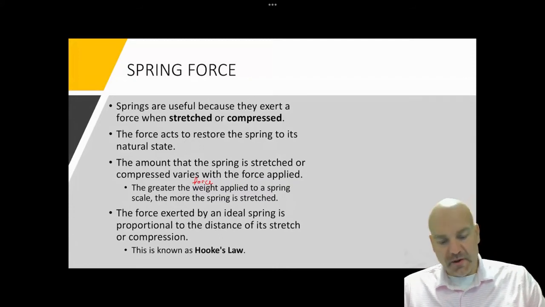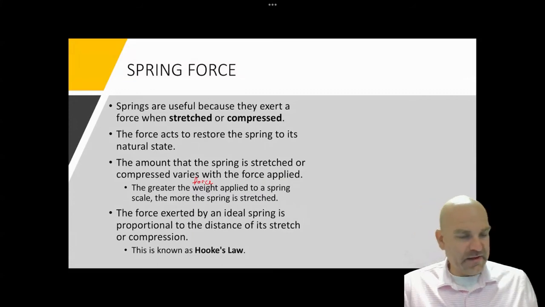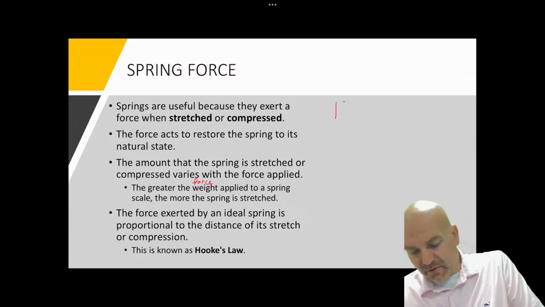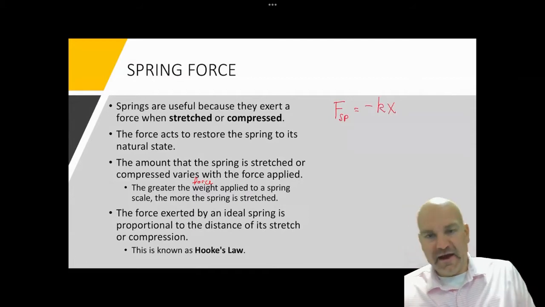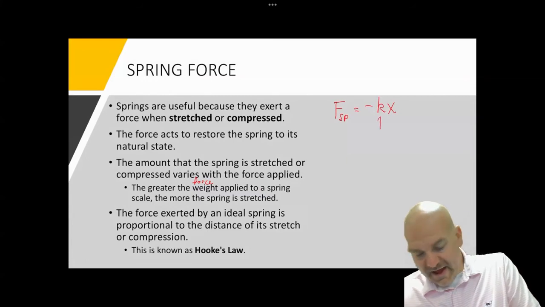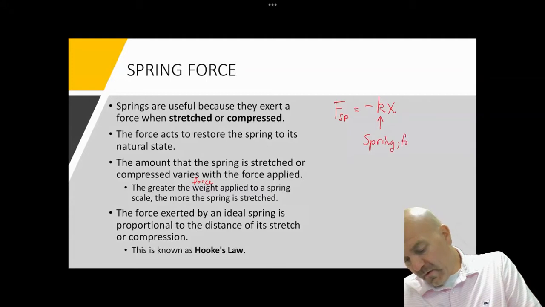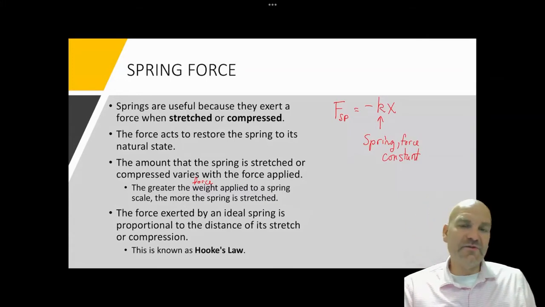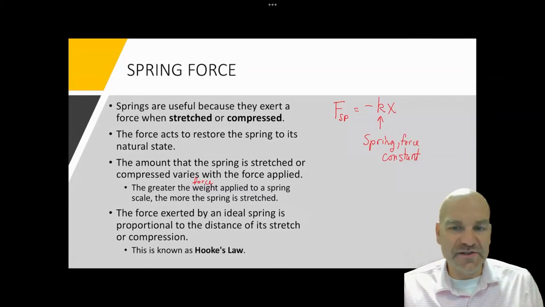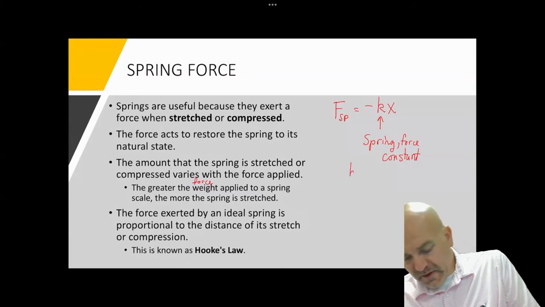Now, the force exerted by this ideal spring is proportional to the distance it is stretched or compressed. This is what we call Hooke's law. We say F sub SP is negative Kx. This K is known as the spring or force constant, and basically it tells you how stretchy the spring is.